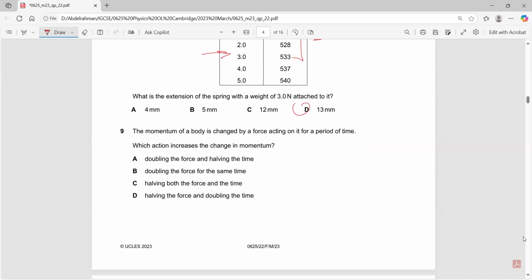The momentum of a body is changed by a force acting on it for a period of time. Which action increases the change in momentum? How can I increase the change in momentum? Doubling the force and halving the time. This is wrong because it would be the same. Doubling the force for the same time. Okay, seems about right. Halving the force and doubling the time. No, this is wrong again. So the only answer would be B.